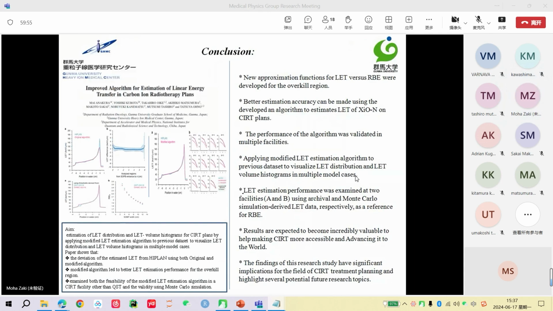The findings of this research study have significant implications for the field of carbon ion radiotherapy treatment planning and highlight several potential future research topics.